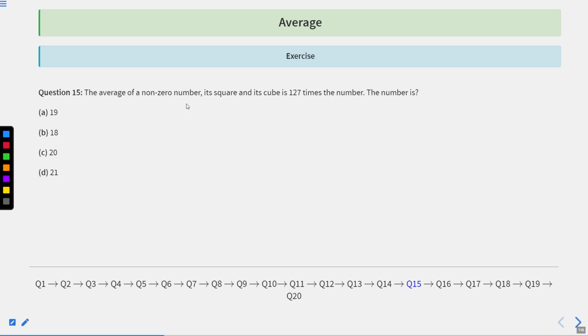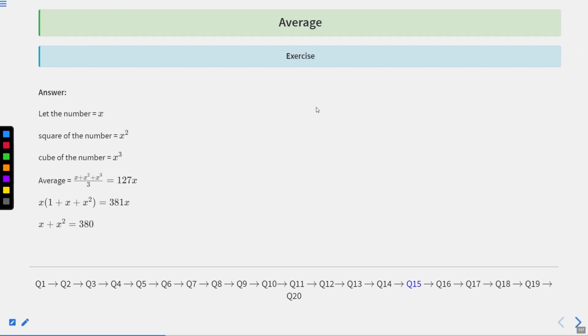The average of a non-zero number, its square and its cube is 127 times the number. Let the number be x. The square of the number is x square and the cube will be x cube. So we have the average: x plus x square plus x cube upon 3 is equal to 127x.